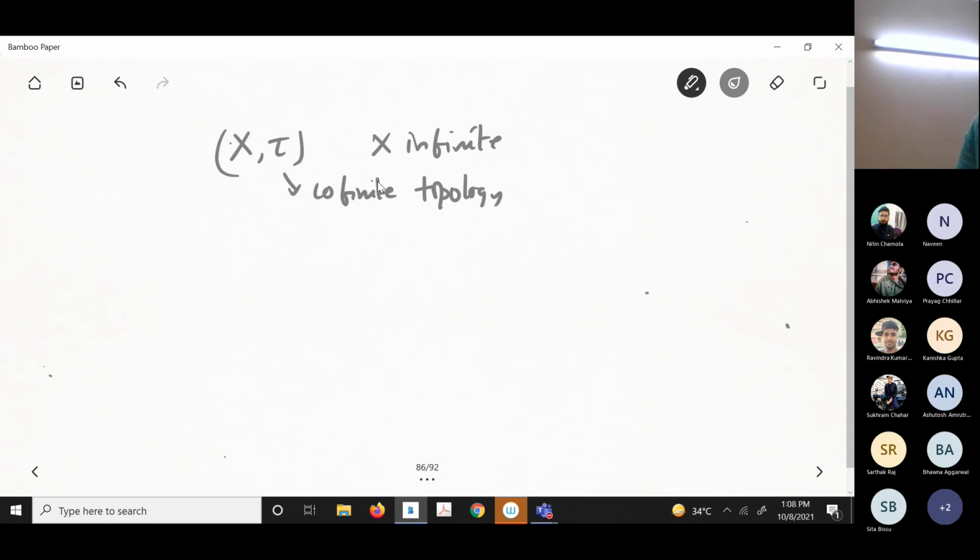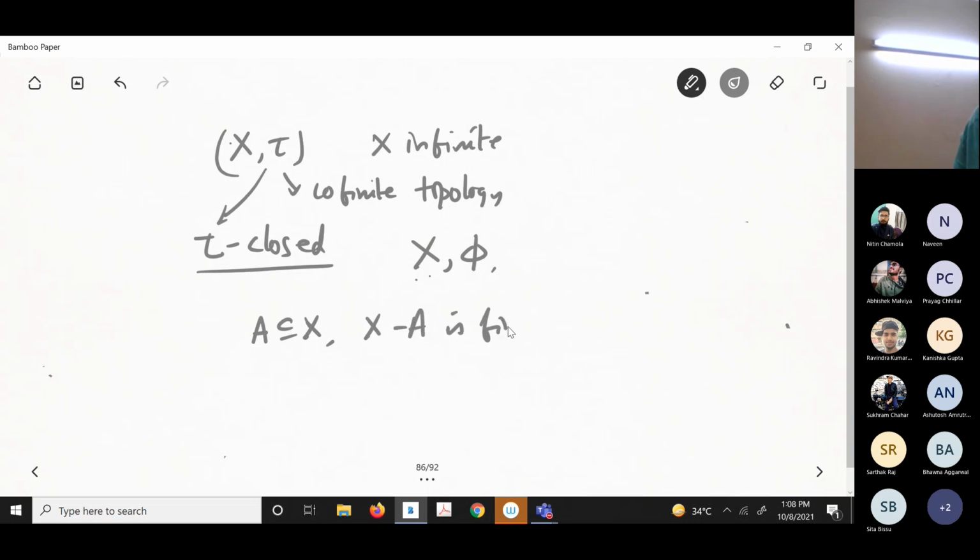Now, what would be the closed sets? Since I am taking the topology tau, I am calling them tau-closed sets. What will be the tau-closed sets? Of course, X and phi will be there. Now look, they will be the complements of the open sets. X and phi I have taken, but what about the other things? What is an open set? A subset A of X such that X minus A is finite. This is an open set. Fine. Now take B. If you want to make it closed, X minus B is open.